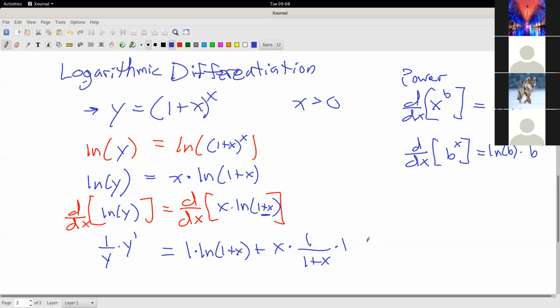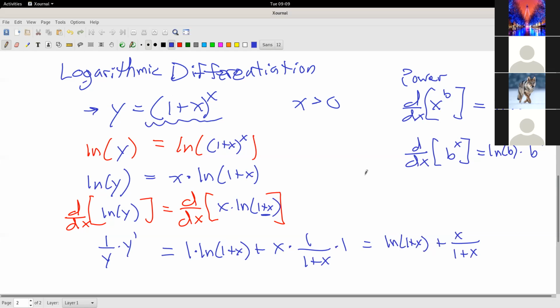So cleaning that up, what do we get? We've got just the natural log of 1 plus x, excuse me. And then we have plus x over 1 plus x. In the denominator, we want the derivative y prime, so we have to multiply both sides by y to get that y out of the denominator, and this right here is y. So I need to multiply that over to the other side.